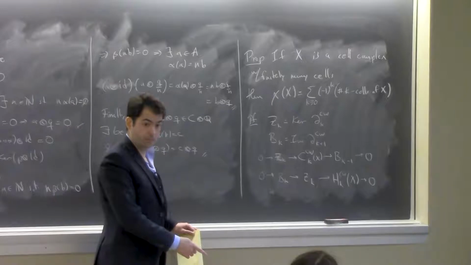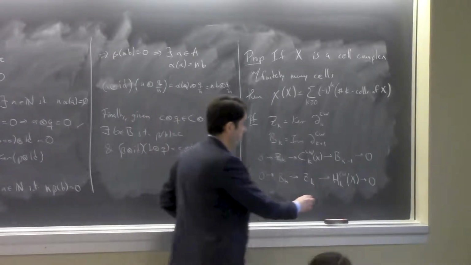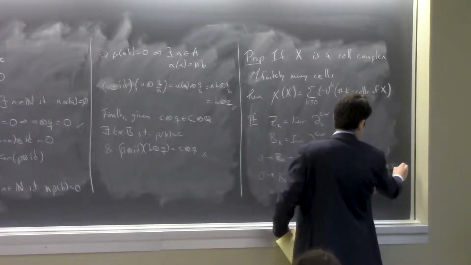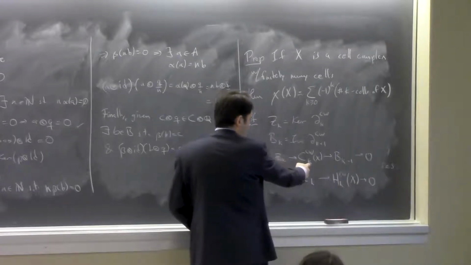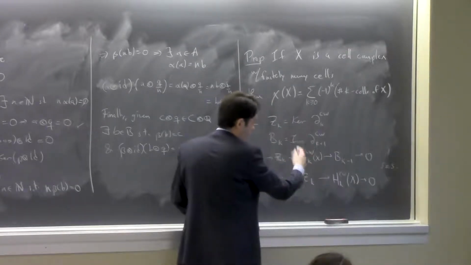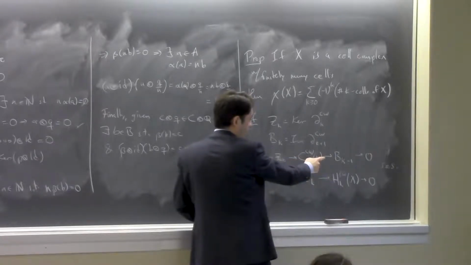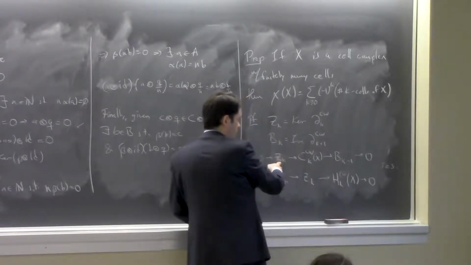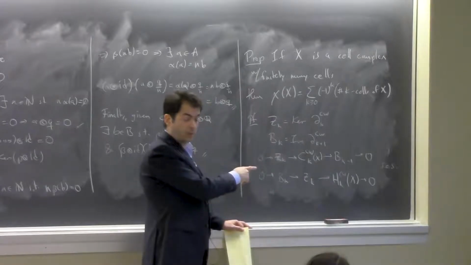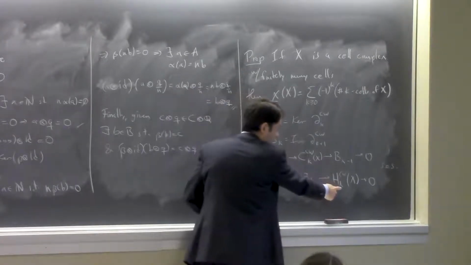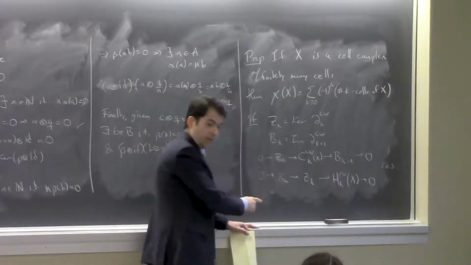Okay, we're just finding sequences at this point? Oh, they're short exact sequences. Yeah. This is just the first isomorphism theorem of group theory, right? The image is isomorphic to the domain mod out by the kernel. And this one is just the definition of Hk as Zk divided by Bk.